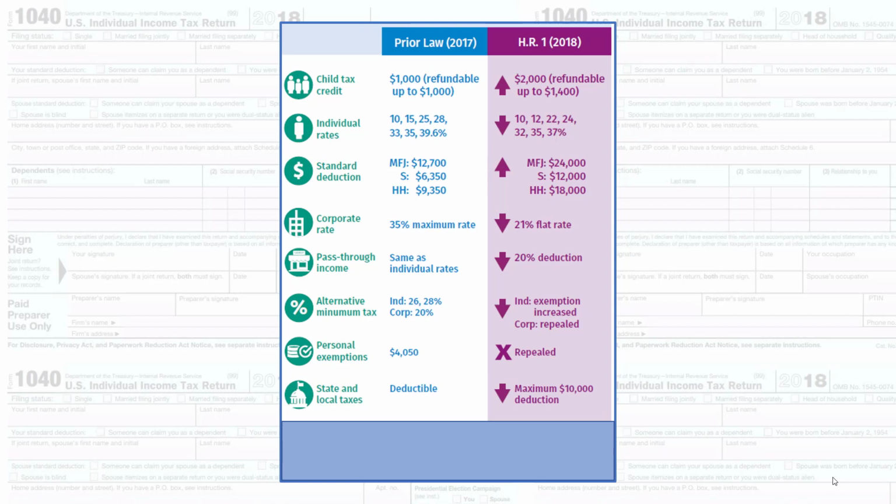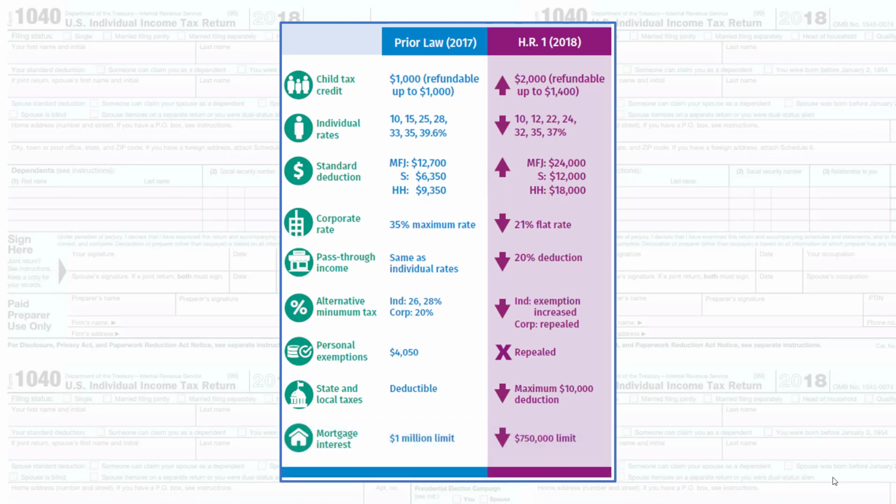State and local taxes for 2017 were fully deductible. We now have a $10,000 cap, a maximum $10,000 deduction for state and local taxes. Mortgage interest. For 2017, there was a $1 million limit on mortgage debt, and this has gone down to a $750,000 limit on mortgage debt for 2018. So to put it another way, interest payments are deductible on mortgage debt of up to $750,000, and this was formerly $1 million.